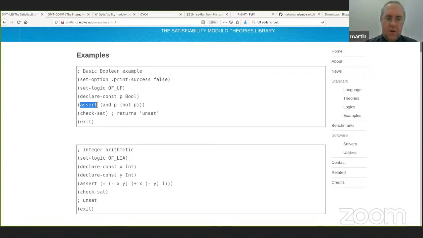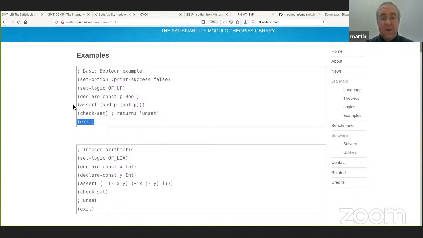We assert that particular formula is true. And then we call check-sat, and that tells us whether it's satisfiable or not. And we're done.